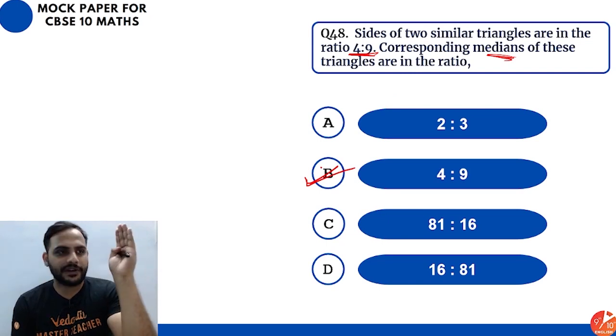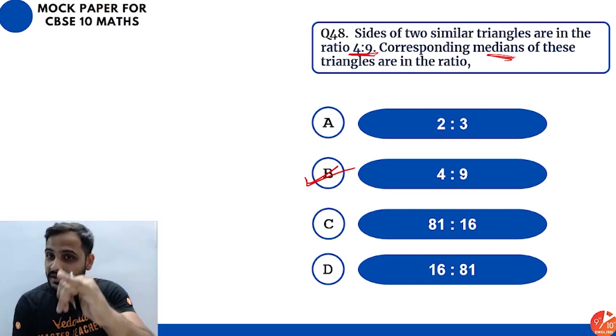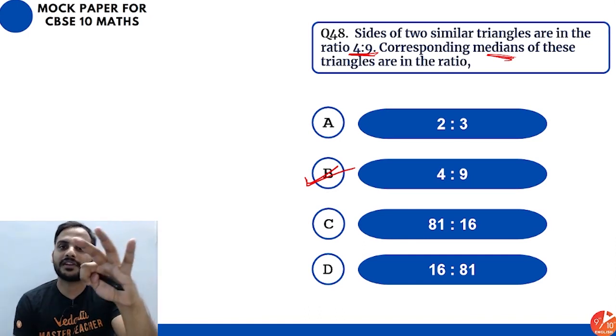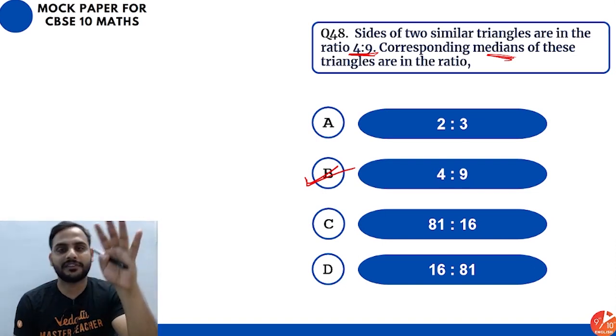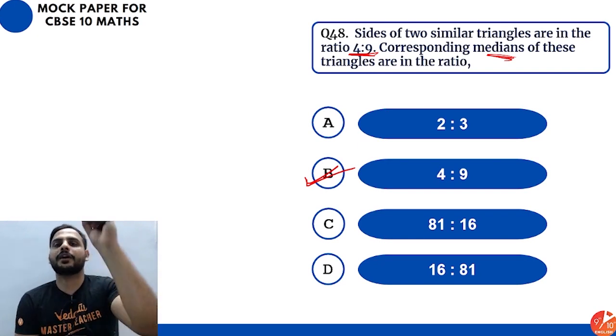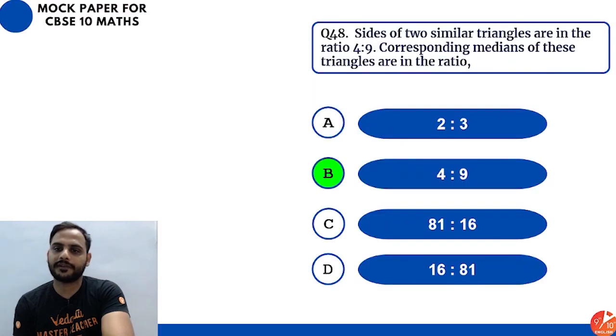I have told you whatever is the ratio of corresponding sides, same is the ratio of the corresponding medians, same is the ratio of the corresponding angle bisectors, same is the ratio of the corresponding altitudes. Ratio of the perimeter is also same as the ratio of the sides. Only the ratio of areas will be square of the ratio of the corresponding sides. So here direct answer 4:9.